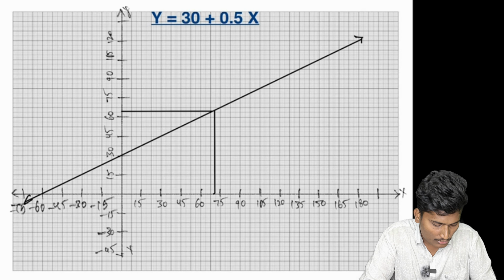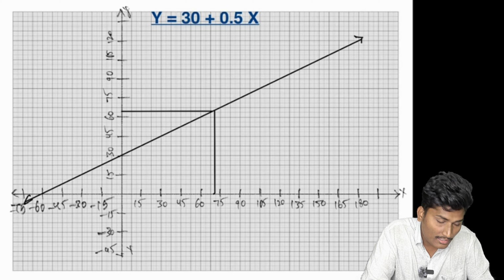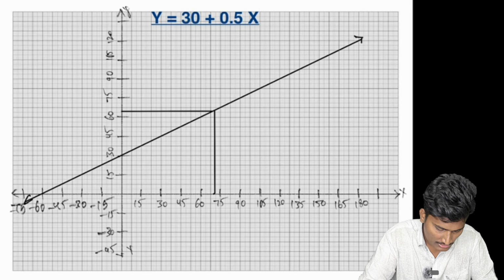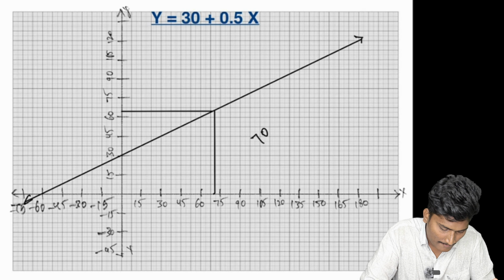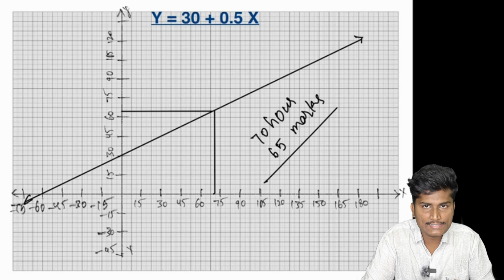So the marks you are going to get is the point on the y-axis, which is 65. So if you studied for 70 hours, then you are going to get 65 marks. Now we need to check whether this is right or not.